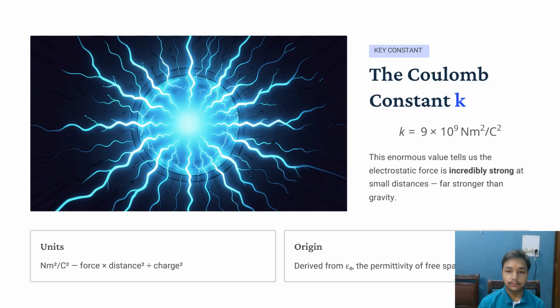Moving on, let's talk about Coulomb's constant. K is equal to 9 into 10 to the power 9 Newton meter square per Coulomb square. So this enormous value tells us the electrostatic force is incredibly strong at small distances and far stronger than gravity. So the unit is force into distance square per charge square. Okay. And the origin is derived from epsilon naught, which is the permittivity of free space.